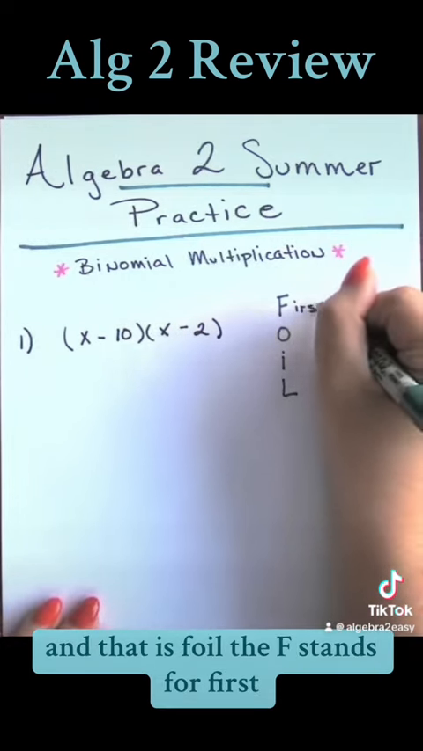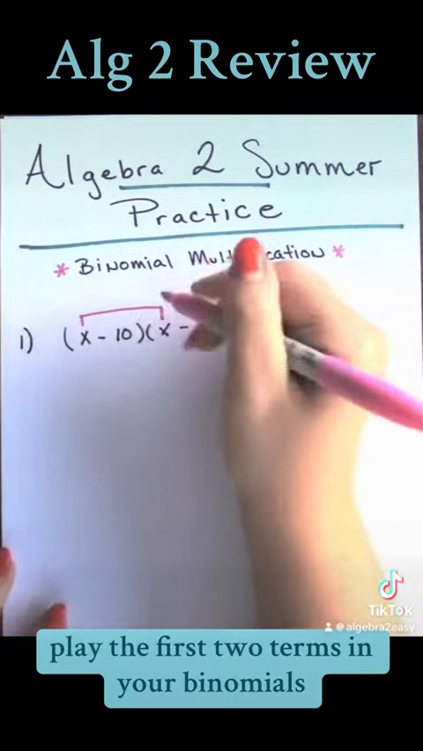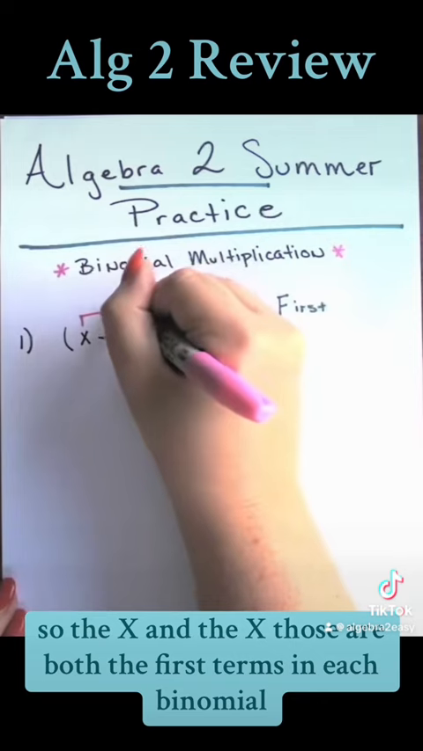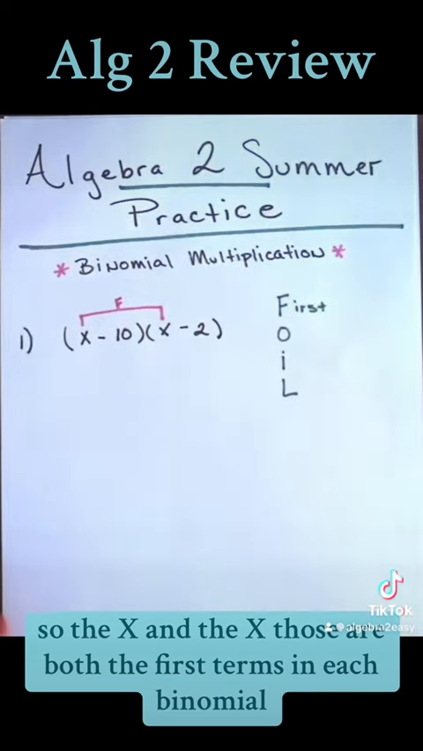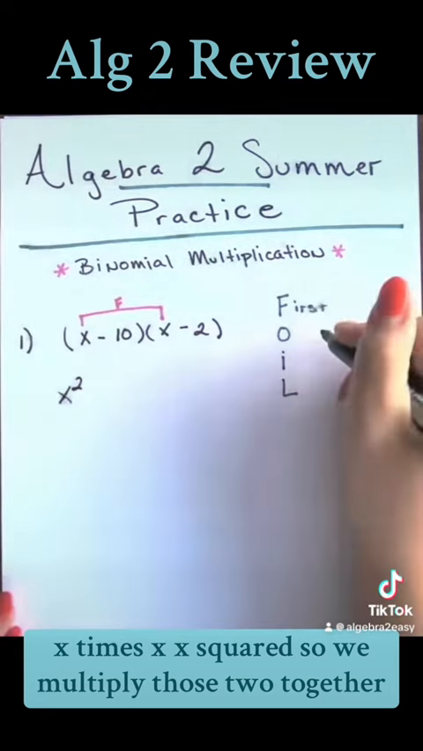The F stands for first, the first two terms in your binomials. So the x and the x. Those are both the first terms in each binomial. X times x, x squared. So we multiply those two together.